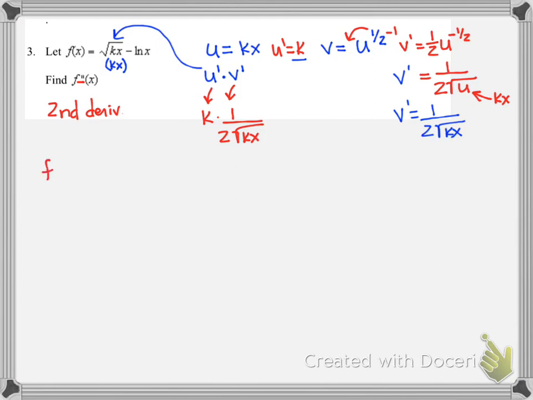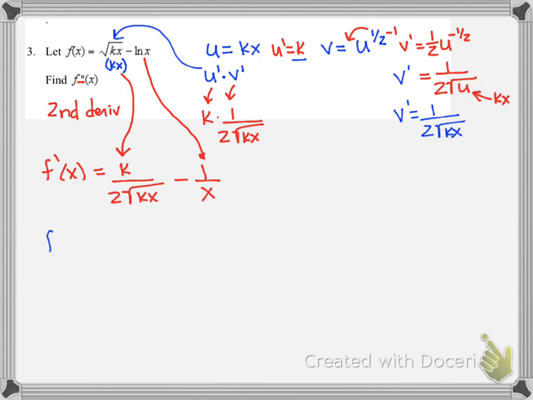So as we look at our f prime of x, the first part of it coming from this term is k in the numerator, 2 times the square root of kx in the denominator, minus, well, the derivative of ln of x is 1 over x. So that's our first derivative. So that I can apply the power rules again, I'm going to write this a little bit differently. We're going to write this as k times kx to the negative 1/2 all over 2 minus x to the negative 1.